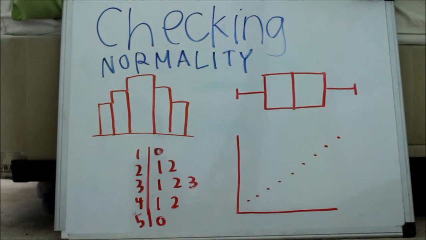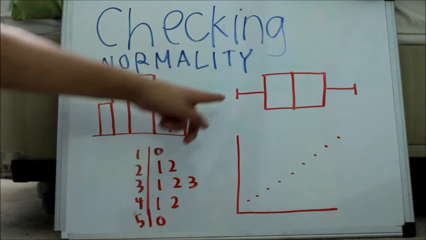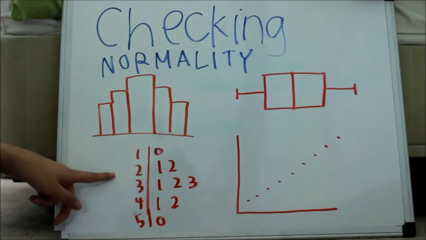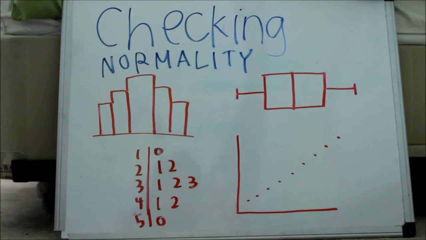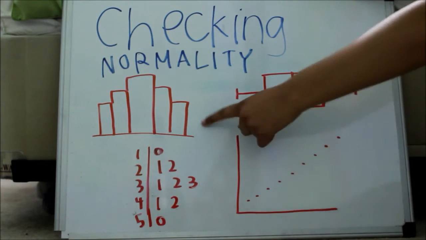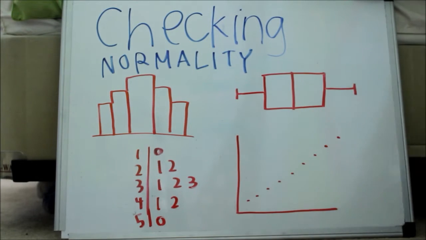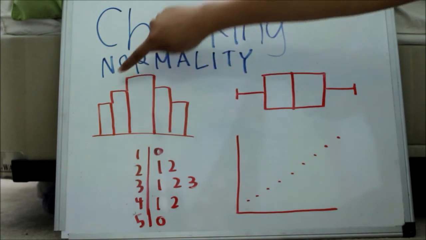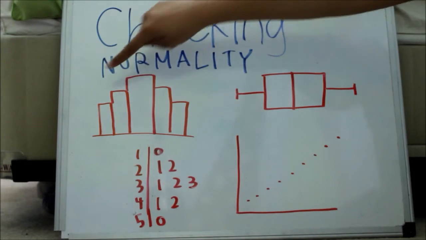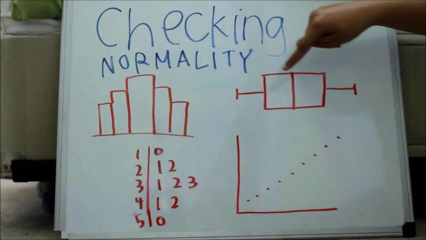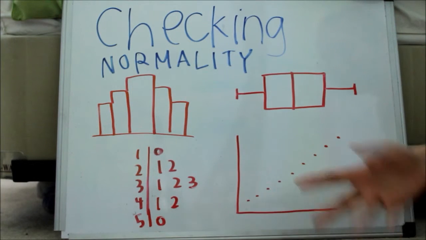To check normality, you can use 4 different graphs. There's histograms, where the bar graphs have no spaces in between them, and we also have box plots, and there's also stem and leaf plots, as well as normal probability plots, also known as normal quartile plots. For the first 3, the histogram, the box plot, and the stem and leaf plot, if they're approximately normally distributed, where the middle has the most and the ends have the least, that shows symmetry.